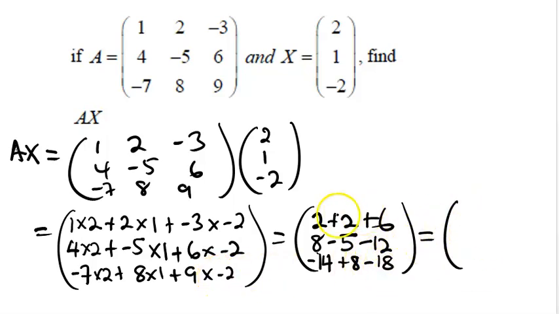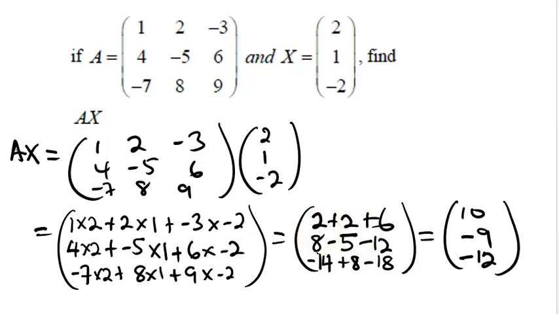Okay, let's simplify. 2 plus 2 plus 6 will give us 10. 8 minus 5 is 3, 3 minus 12 is minus 9. Minus 14 plus 8 is minus 6, and minus 6 minus 18 gives us minus 12. So that is the answer.